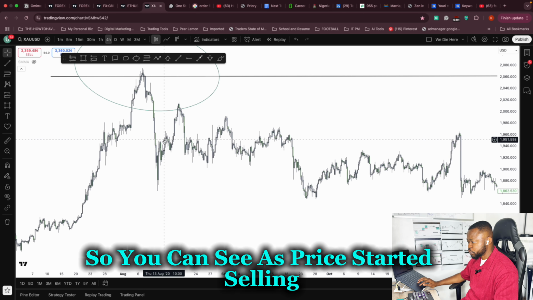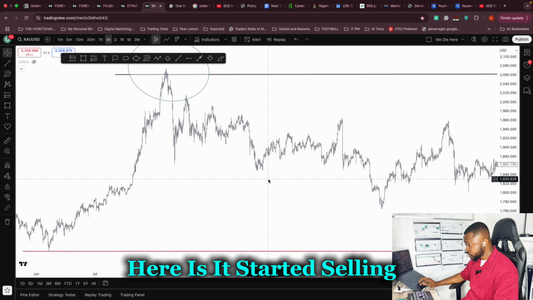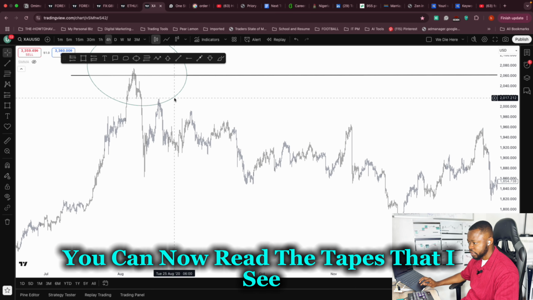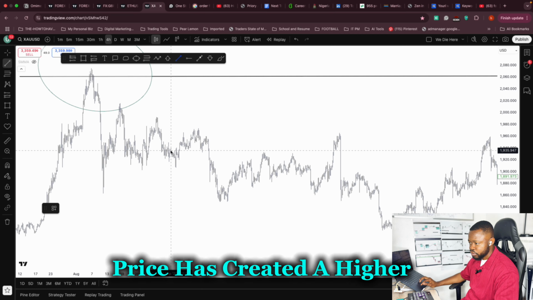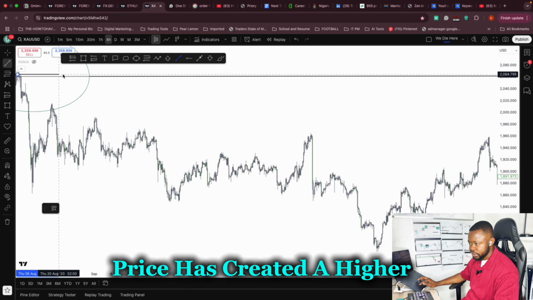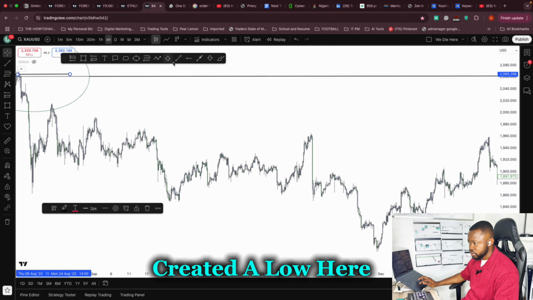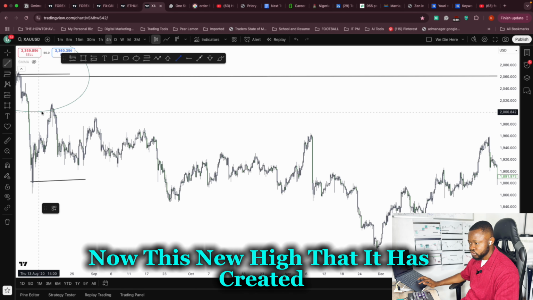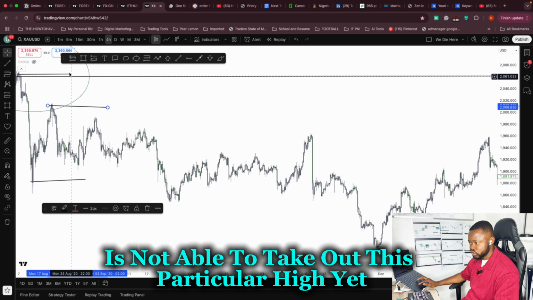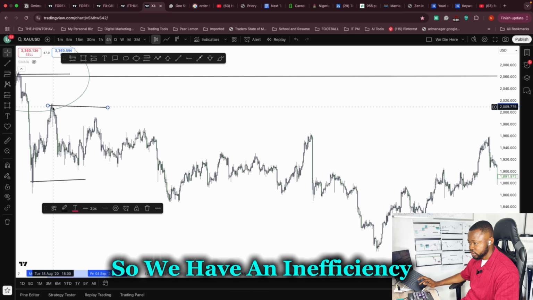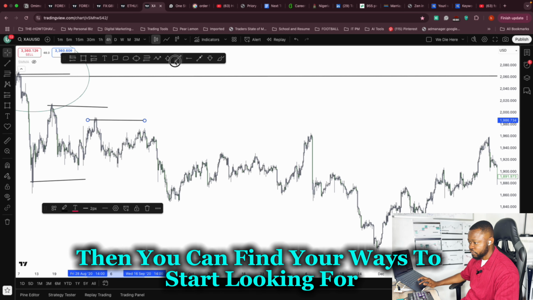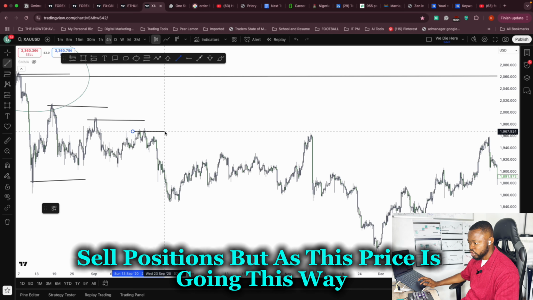So you can see as price started selling here, it started creating lower lows. As it started creating lower lows, you can now read the tape: price has created a high here, created a low here. Now, this new high that it has created is not able to take out this particular high here. So we have an inefficiency. And you can see the inefficiencies continued. Then you can find your ways to start looking for sell positions.